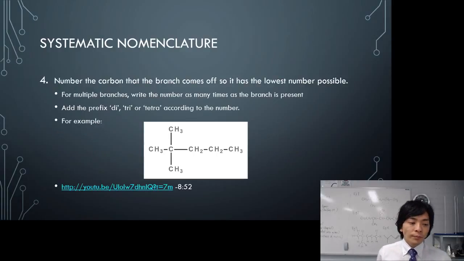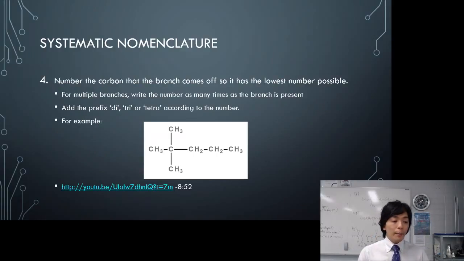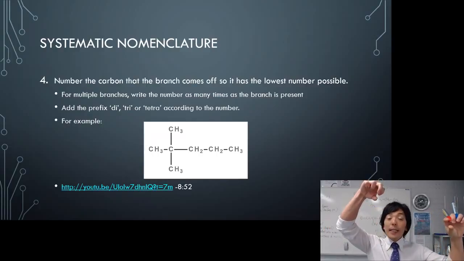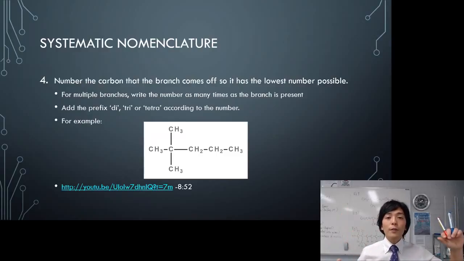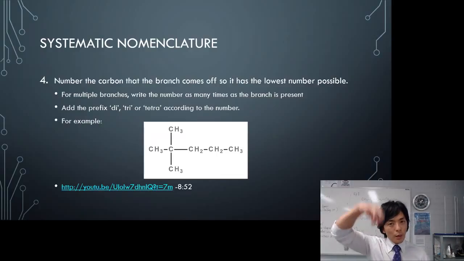Next, you need to know the number of the carbon that the branch comes off from. So if there was a long carbon chain, say 6 carbons, and a branch happened at the second carbon, that's the number you have to use. And when you specify the number, if there is a letter after that, you must use a hyphen in between. So 2 hyphen and then hexane if there were 6 carbons and then 1 methyl group branching off.